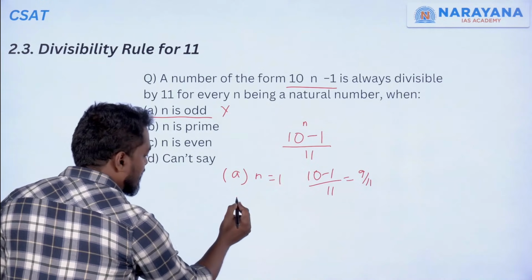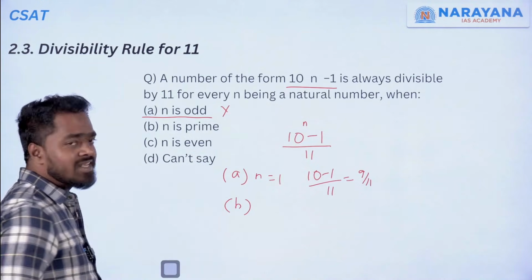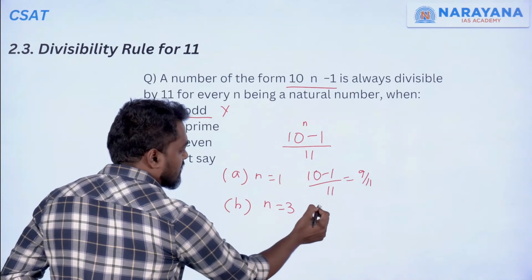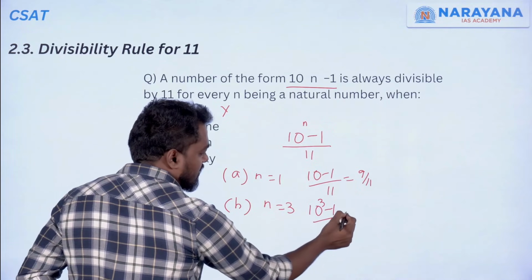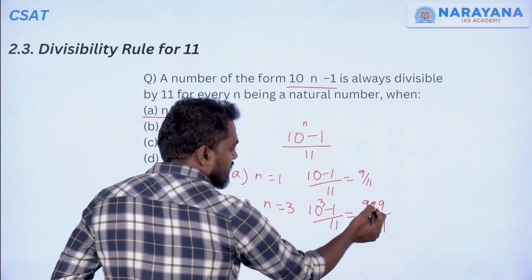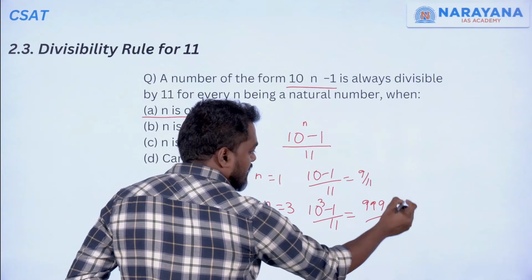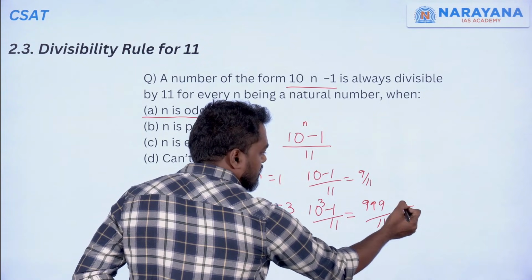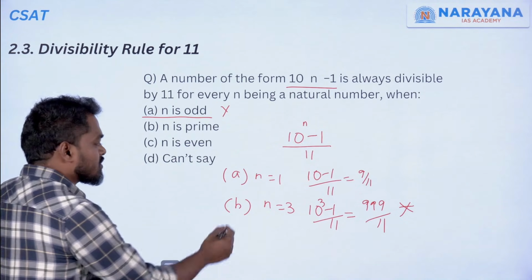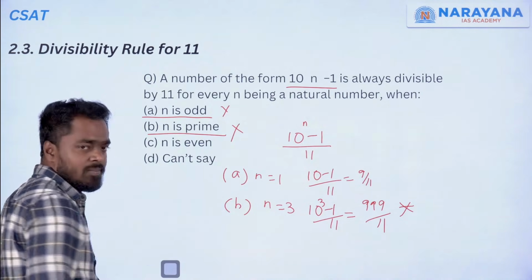So take the next option. They are saying that n is a prime number. For example, take n as 3. So 10 cube minus 1 by 11. So 1000 minus 1, 999 by 11. So again, 9s and 9. This is not divisible by 11. The remainder you are getting is 9. So this is also incorrect.